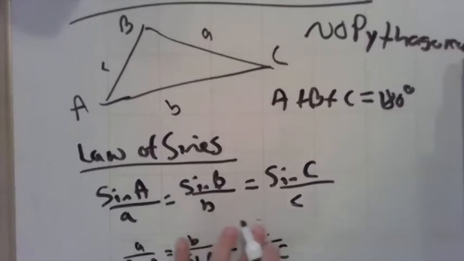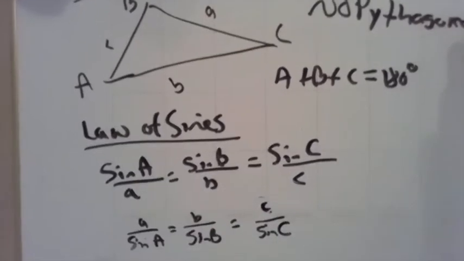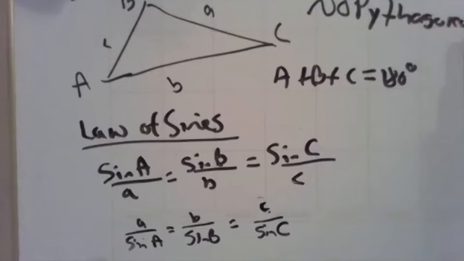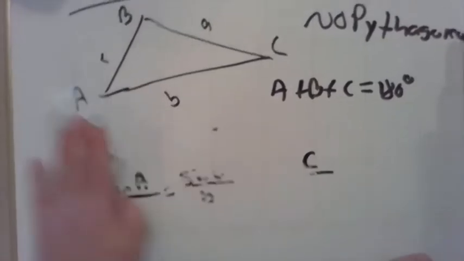Now, you've got to be careful here. It's very important to make sure your lowercase and your uppercase look different. Uppercase are the angles. You can't take sine of a side. Lowercase are the sides, the lengths of the sides. And everything we do here will have our calculator in degree mode.